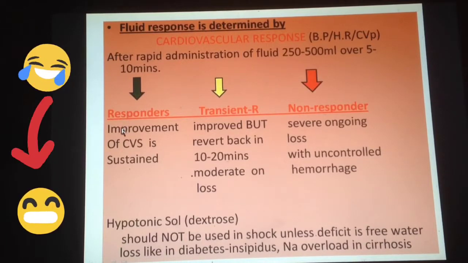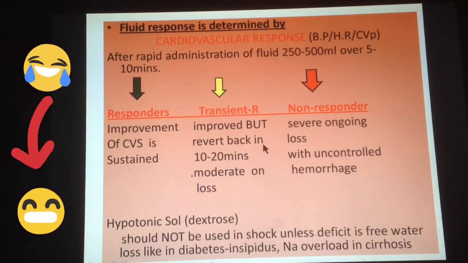If the patient's condition improves and the response is sustained, such as blood pressure, heart rate, and central venous pressure, we consider this patient a responder. If it improves, but the patient reverts back to a state of shock after 10 to 20 minutes, and there is moderate ongoing loss, we consider this patient a transient responder.